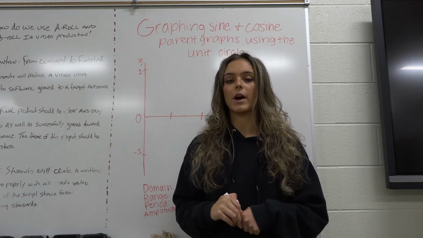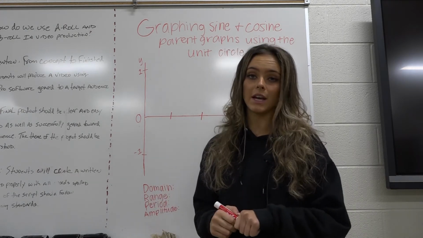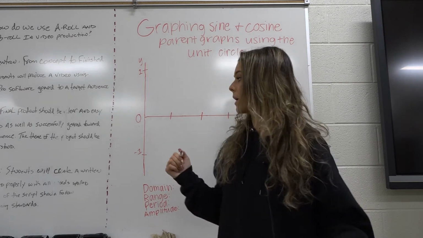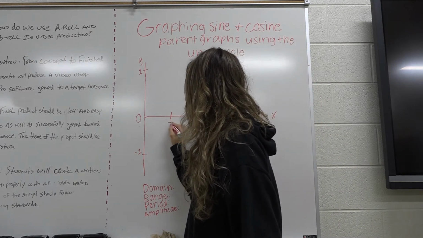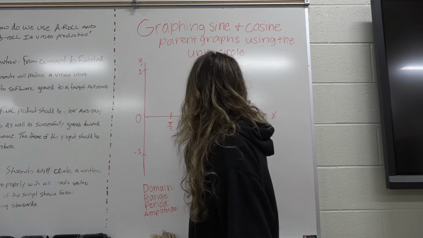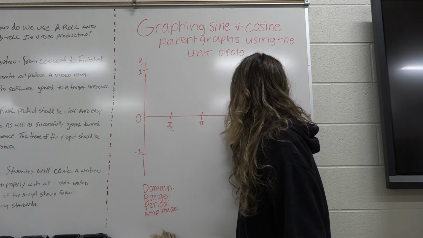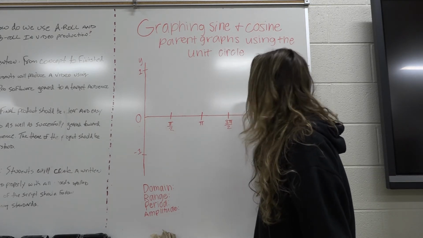Next, I will be showing you how to graph a cosine parent function with the unit circle. So once again, we will be using all of the pi over 2 family values, which are 0, pi over 2, pi, 3 pi over 2, and 2 pi.